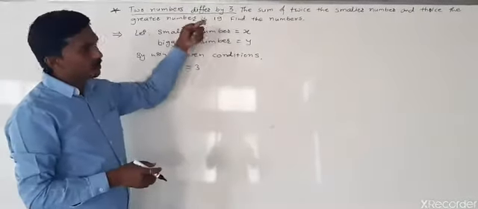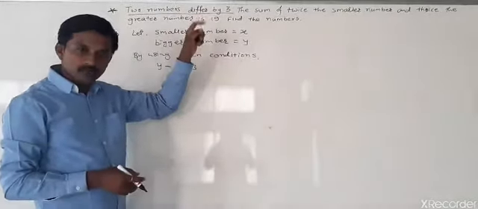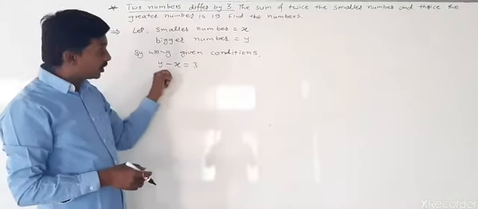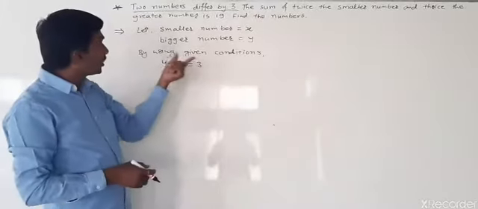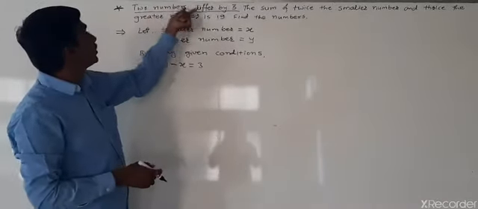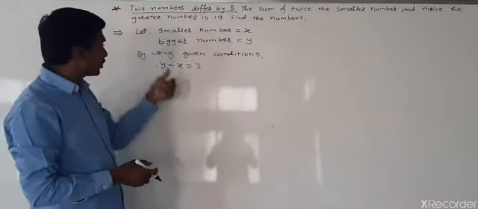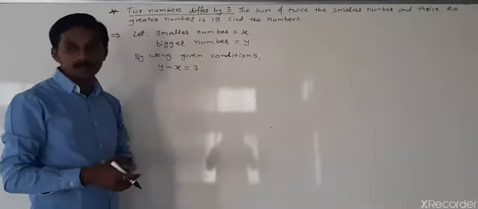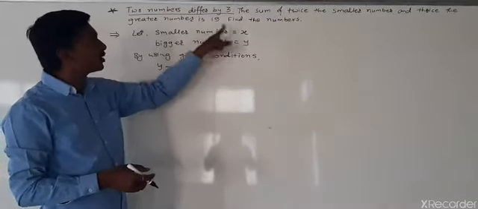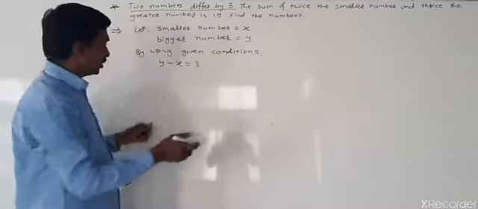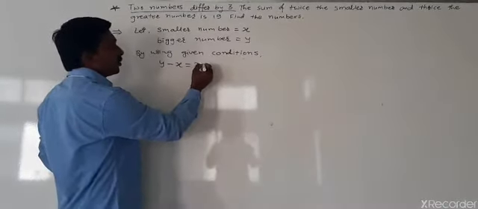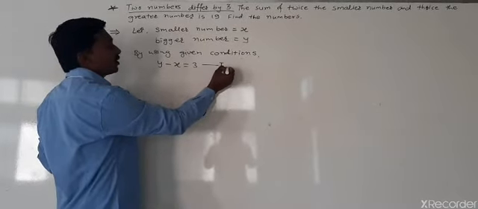We have substitution method, elimination method, graphical method, determinant method, but it is very important to frame the correct equations. Here we get the first equation: the difference between the two numbers is given as 3, so we write y minus x is equal to 3. Bigger number is y and smaller number is x. You can represent it as equation 1. This is the first linear equation in two variables.